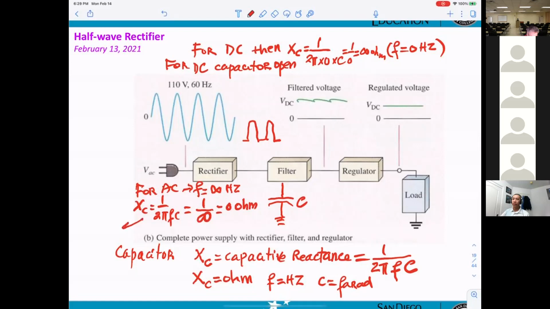So we can say the capacitor is shorted for AC. That's only telling you the capacitor allows the AC signal to go through it, but not the DC. That is very, very important for everyone learning about electronics.